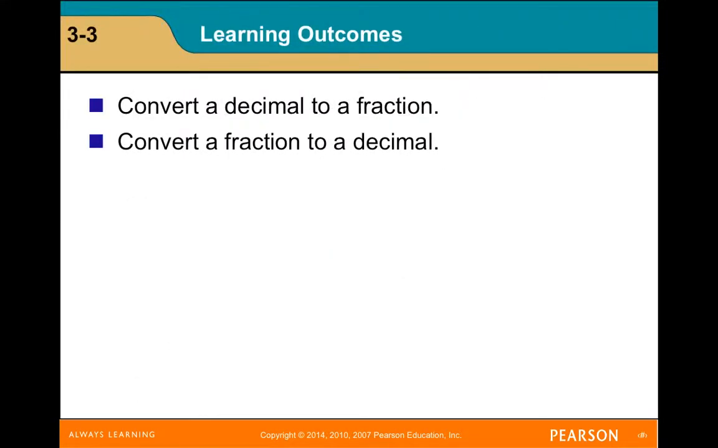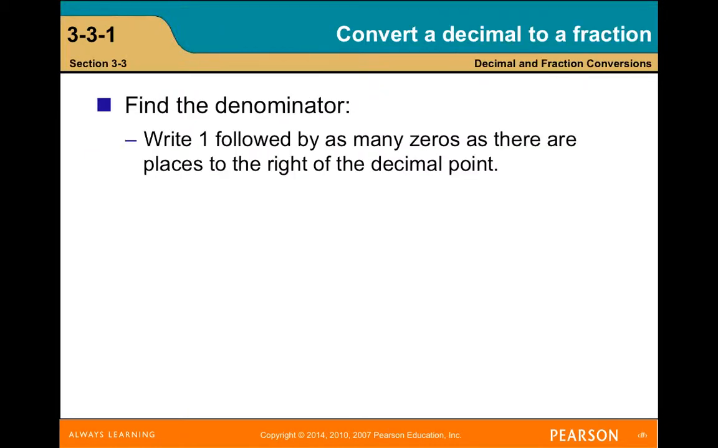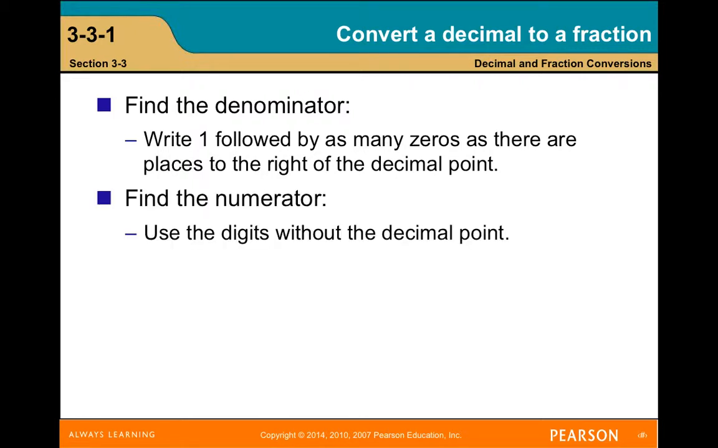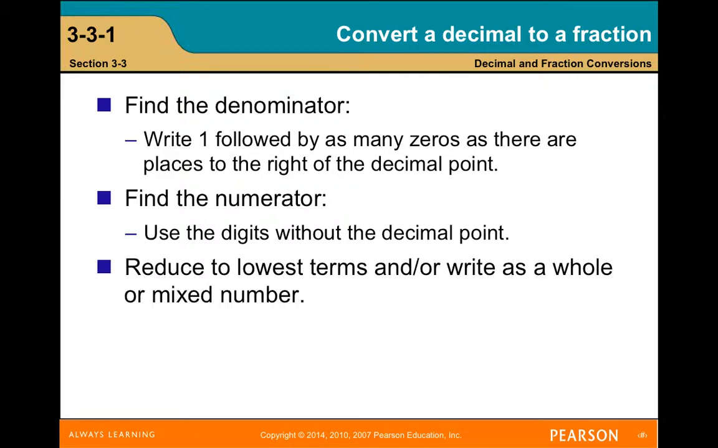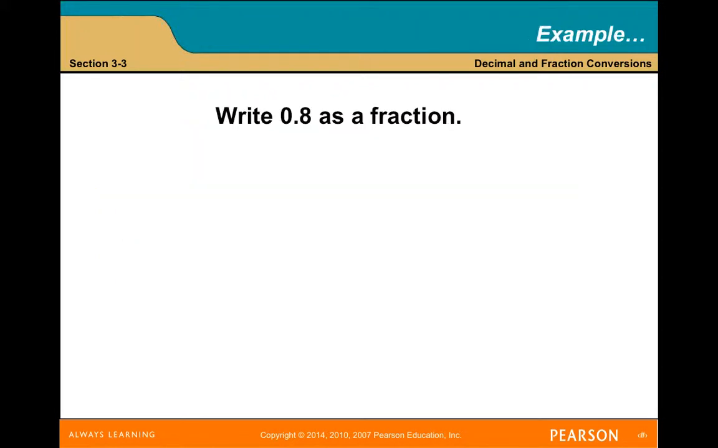In section 3-3, the learning outcomes are to convert a decimal into a fraction and convert a fraction into a decimal. Find the denominator. Write 1 followed by as many zeros as there are places to the right of the decimal point. To find the numerator, use the digits without the decimal point. Reduce to lowest terms and or write as a whole or mixed number.